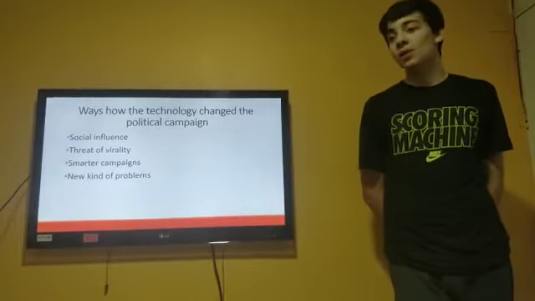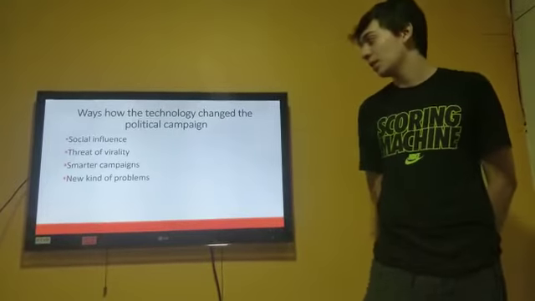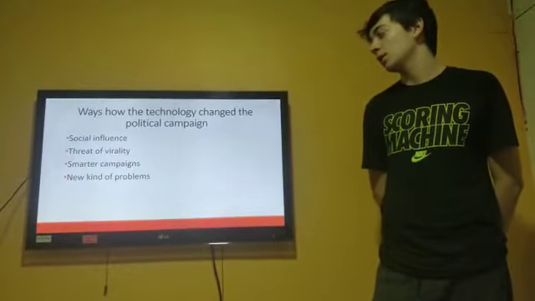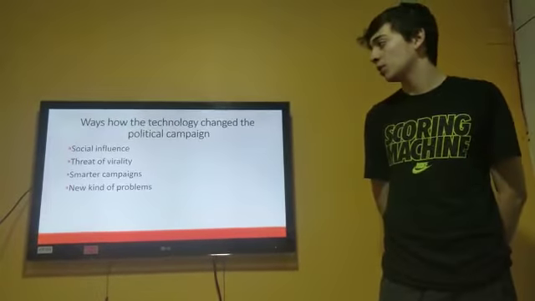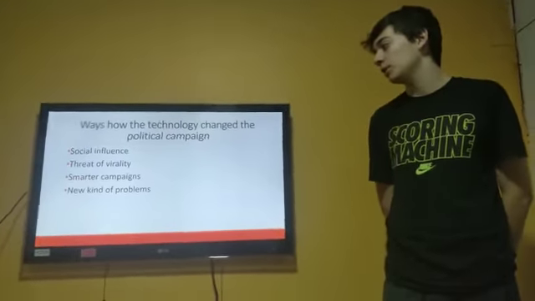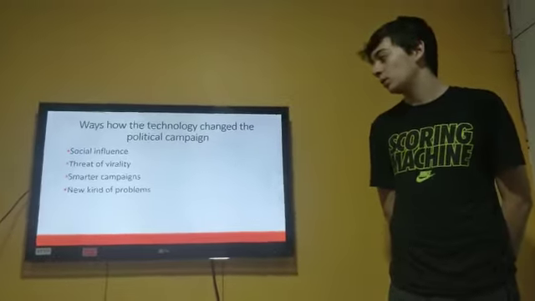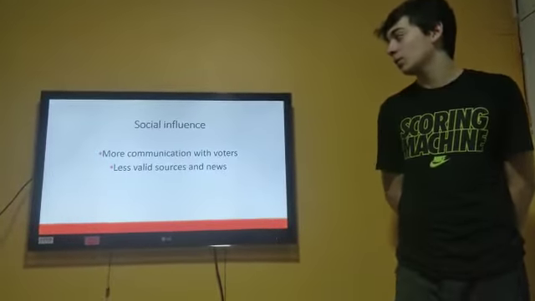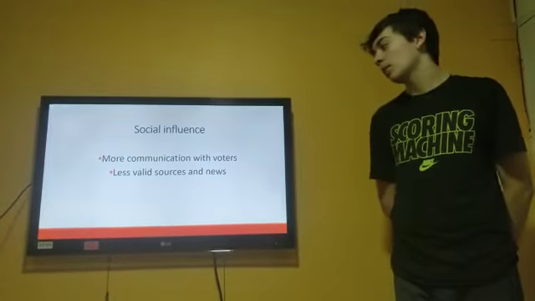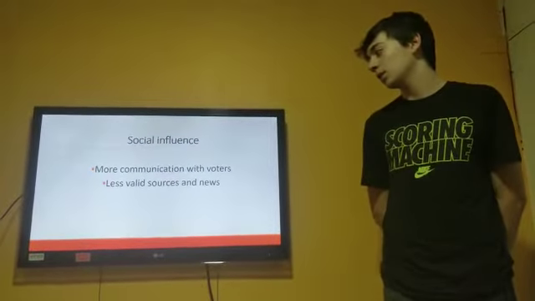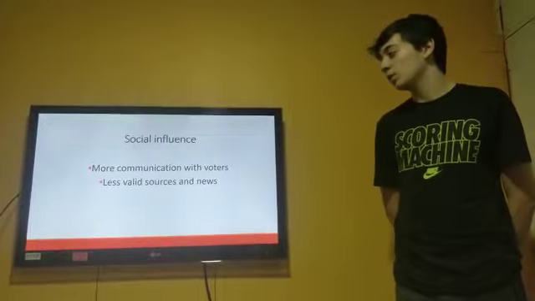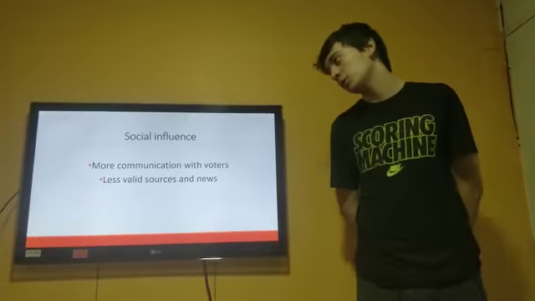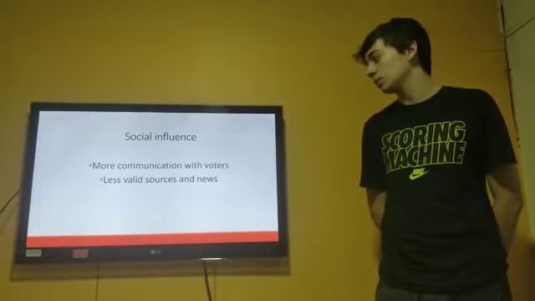Well, now the ways in which technology changed the political campaign. We can see four different types: the social influence, the threat of virality, smarter campaigns, and the new kind of problems. First of all, I will explain the social influence. This has one advantage and one disadvantage. First of all, the advantage, that is more communication with the voters.